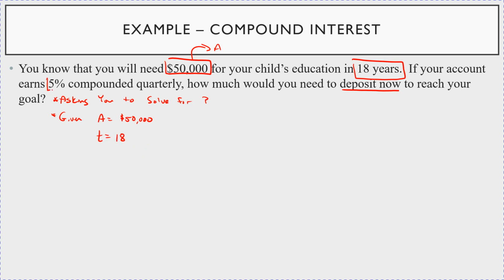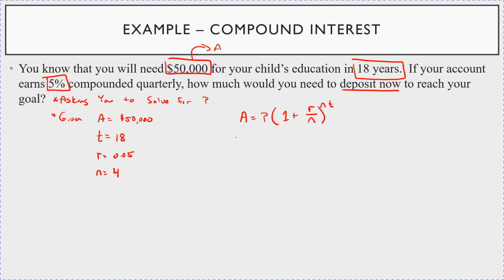If your account earns 5%, so that's the rate, compounded quarterly, so every 3 months, then the number of times, how many quarters are there in a year? So it would be compounded 4 times. So I've got to take my equation, the amount is equal to the principal times 1 plus r divided by n raised to the n times t, and see if I can somehow solve for p.